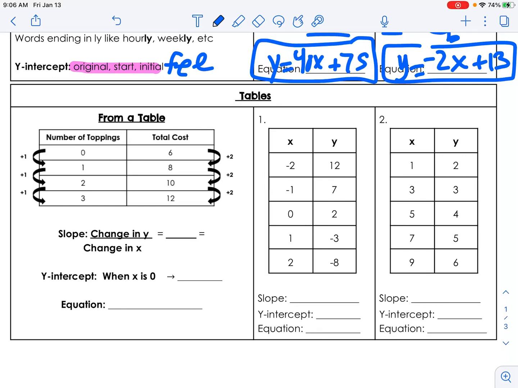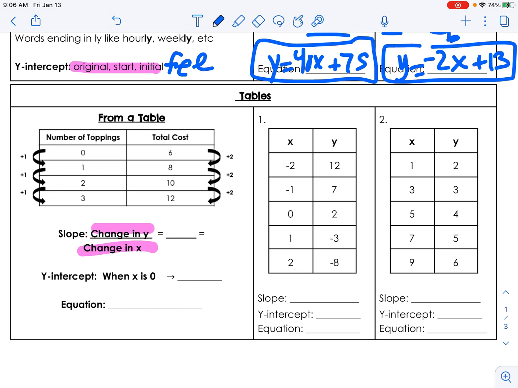This is your review on how to find slope and y-intercept from a table. Your slope from a table is your change in y over your change in x. So you think about how are the numbers changing throughout the y's and how are the given x values changing. How do you get from one to the other?